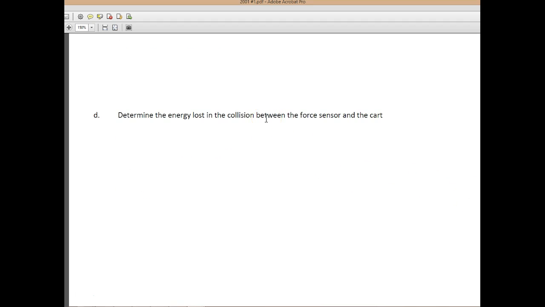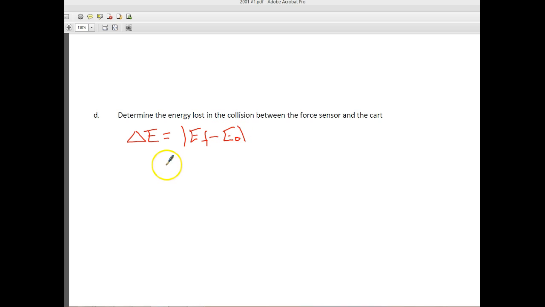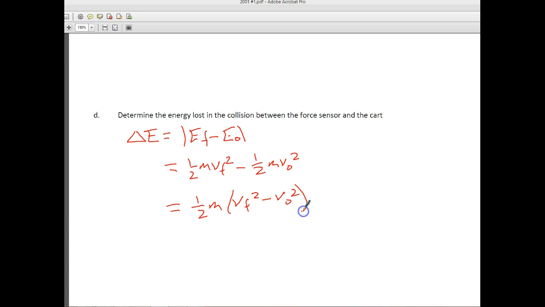For the very last part, all they want you to do here is determine the energy lost in the collision between the force sensor and the cart. So for this one, we know that the change in energy is going to be equal to the absolute value of the final energy minus the original energy. Our final energy is equal to 1/2 m v, the final velocity of the cart, minus 1/2 m v, the original velocity of the cart. And probably the easiest thing to do for this is just factor out the 1/2 m, and it's just the final velocity squared minus the original velocity squared.